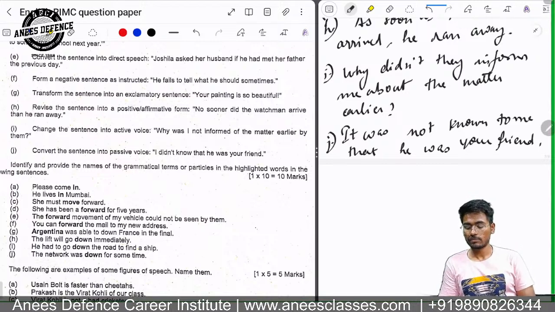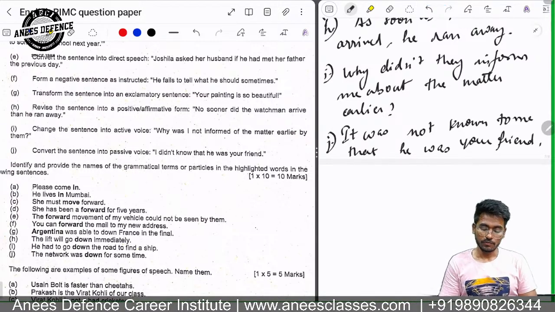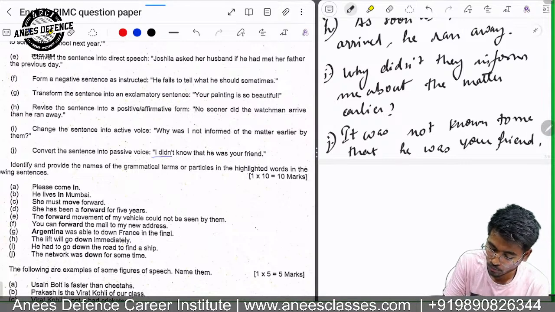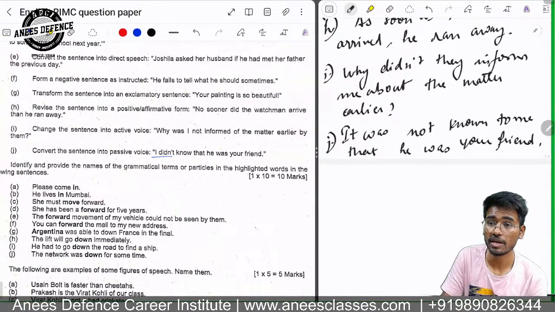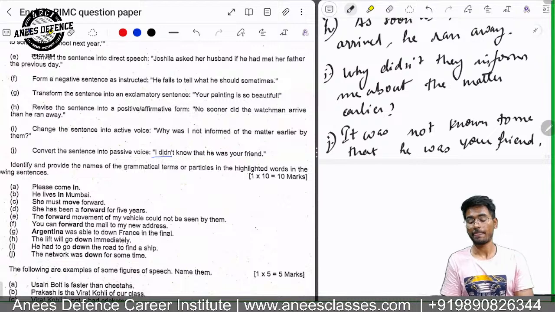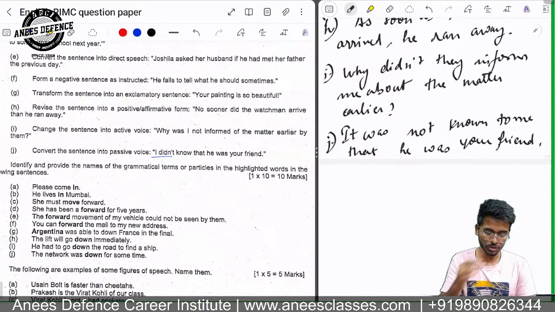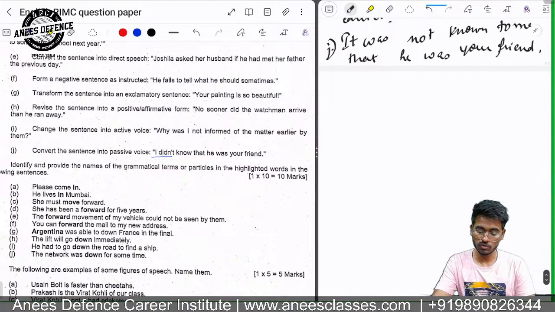See, first, here it was written as, I didn't know. What did I do? I just shifted the first part, that is the subject, into object, and the object into subject. Okay, that's how I converted it into the passive voice. Okay, so this was the thing. We solved all the questions.